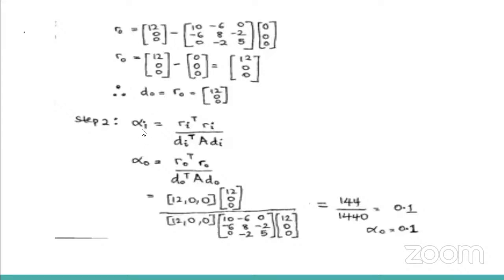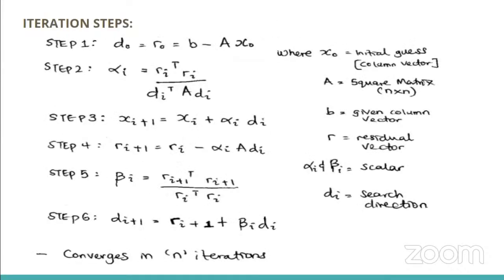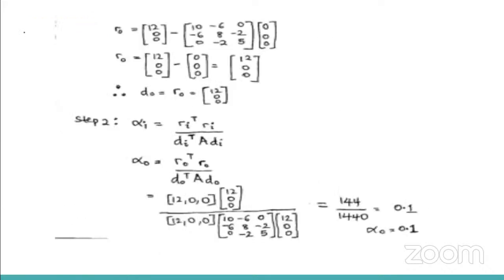So we've gotten that. Then the next step is step 2, which is to get our scalar quantity. This is the relationship. We have alpha, that's our initial alpha, that's what the i means. It equals the residual transpose times the residual, over this. So we just follow the relationship. Since we are using the initial, we are using naught, we are starting with 0. So just replace the i's with 0 because we are starting from that.